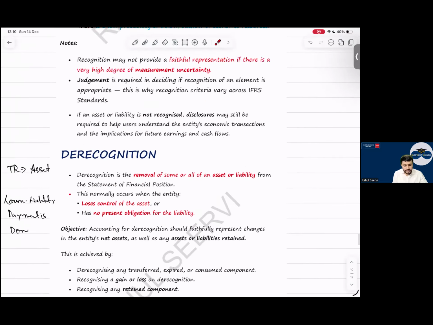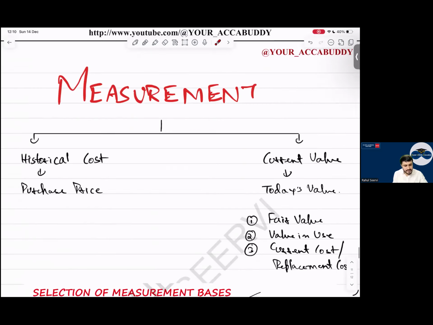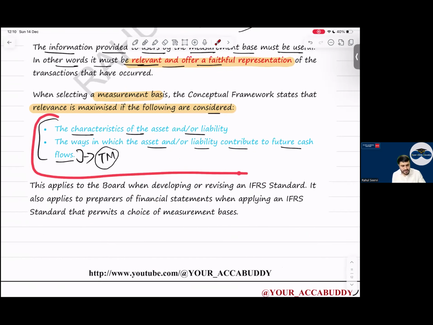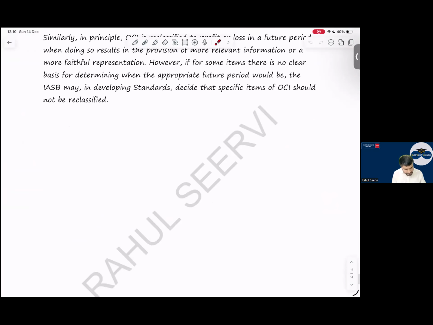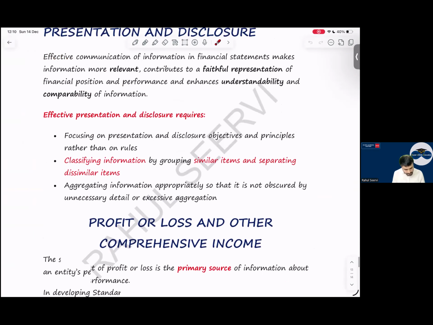So with this, what have we done? Recognition, derecognition and measurement. Measurement is very important. Whenever we come to measurement basis, the conceptual framework says that it should provide relevant and faithful information. Relevance is maximized when we consider the characteristics of the asset or liability and the way the asset will provide the income or the future cash contribution. Simple. Now this is done. The P&L and OCI part we will do later. But let us do this part and then start with your questions.